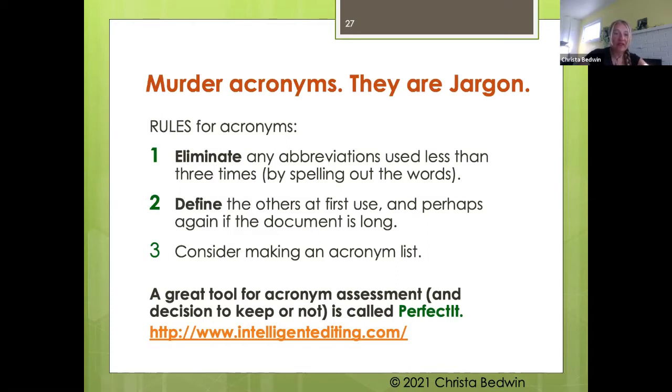A lot of writers will write an acronym and they won't even use it again. So the rule when I work at a company is they have to use it at least three more times. And if they don't use it three more times, we're going to spell out the word anyway. They need to be defined at first use.